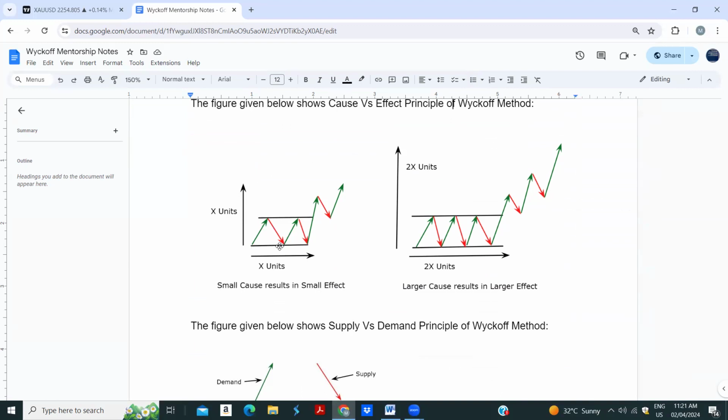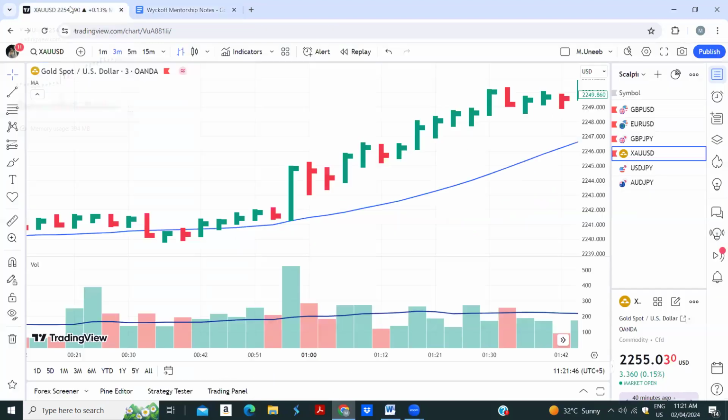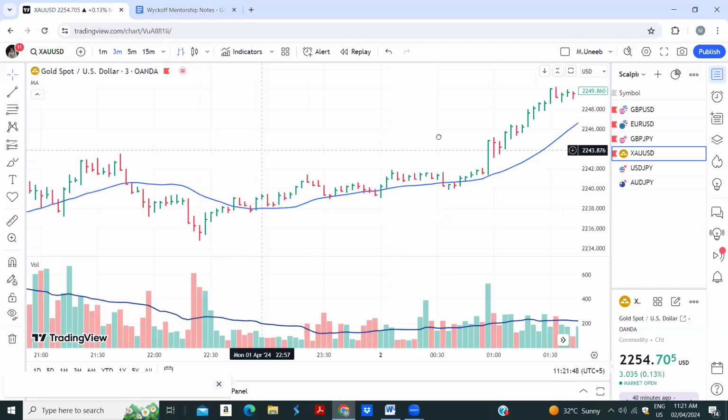If the range is smaller, then the move of the price, the effect, will also be smaller. So if we have an X units cause here, then the effect will also be X units. If we have a 2X units cause here, then the price will also move 2X. This is known as the law of cause versus effect. Let me show you on the chart here.